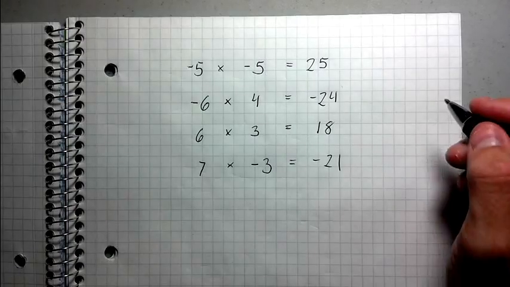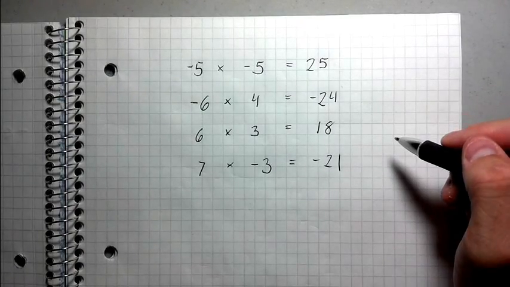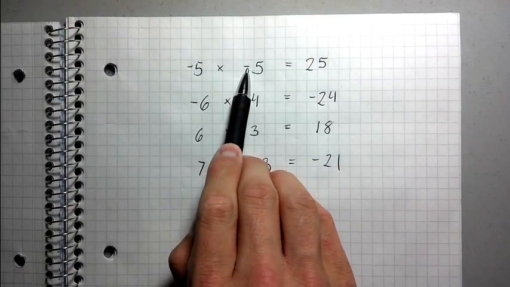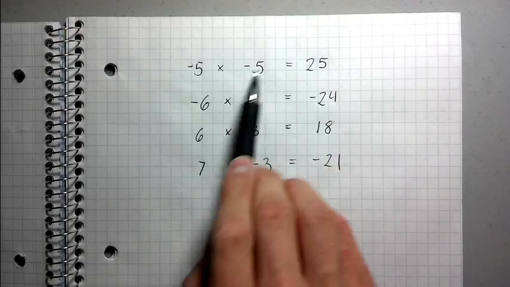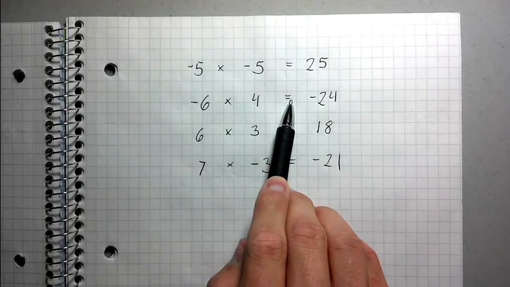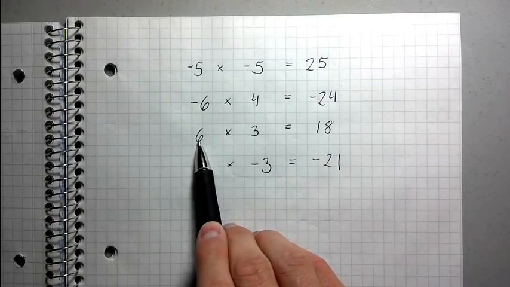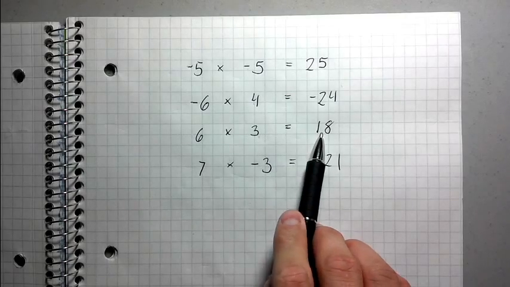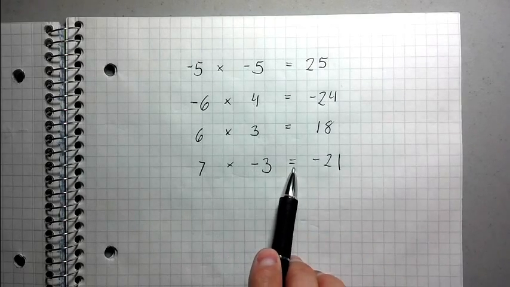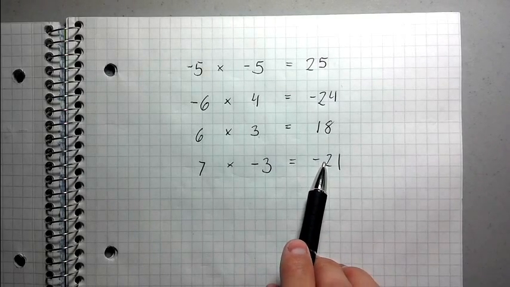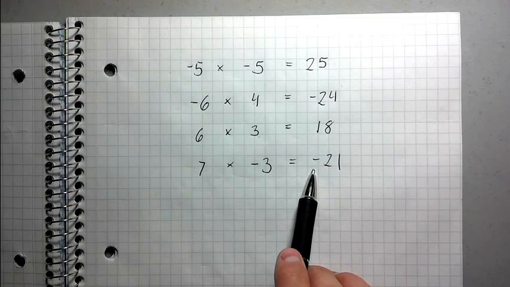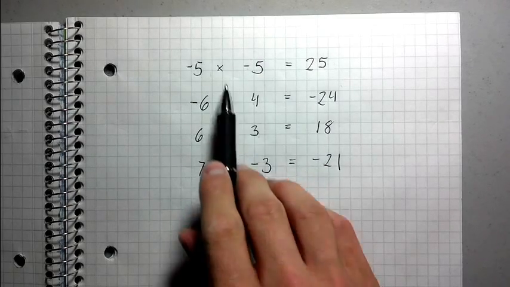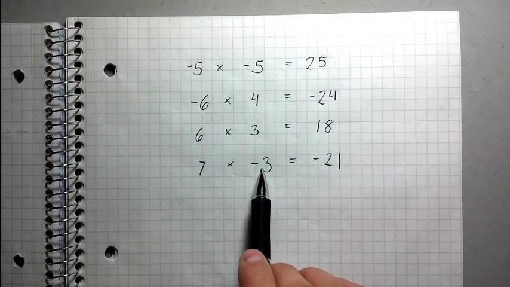Okay, so if you followed along there, you might have noticed something. A negative times a negative equals a positive. Negative times a positive equals negative. Positive times a positive equals positive, and a positive times a negative equals a negative. So this happens always. These are just random examples I made up.